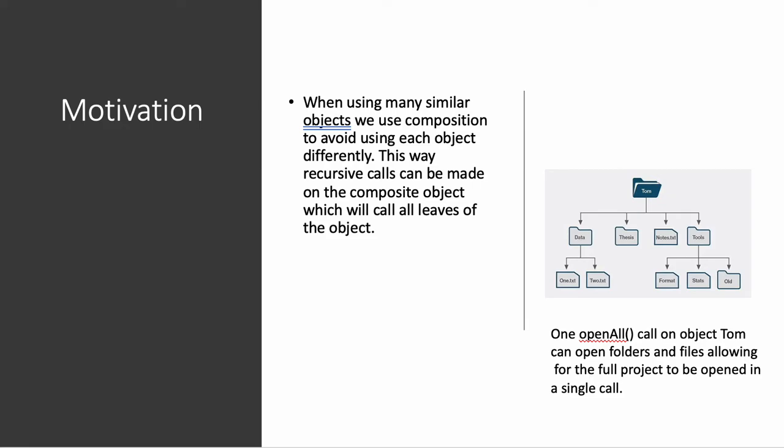The motivation comes from when using many similar objects. To avoid using them differently, we enact the composite pattern to treat all objects uniformly. This would allow for a simple open all call on Tom, the top folder, for all files and file types within to be opened. This would happen by going over the stored lists and all composite objects that are children to the Tom folder.